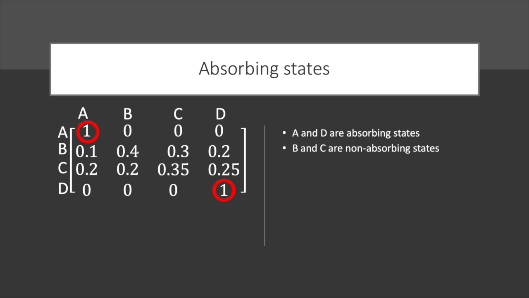A little trick you can use to recognize an absorbing state is if there is 1 across the diagonals and the rest of the entries in the row are 0. In the example on the screen, A and D are absorbing states and B and C are non-absorbing states.